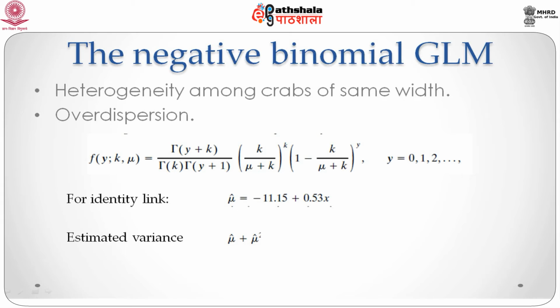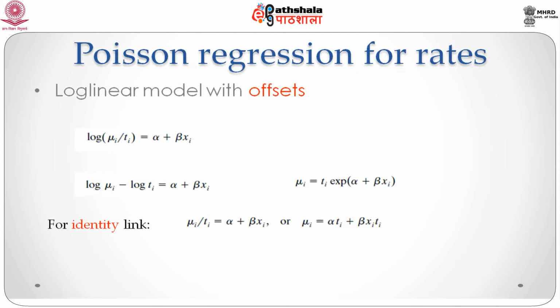So this has been fitted to the data, and because the estimated variance is roughly mu hat plus mu hat square, as k inverse turns out to be 0.98, this allows for larger variance than the Poisson GLM. We can compare the deviance values for the two models and see that the negative binomial distribution gives a better fit. Now, in my introduction, I mentioned situations where we do not observe counts directly, but rather we observe them in the form of rates.